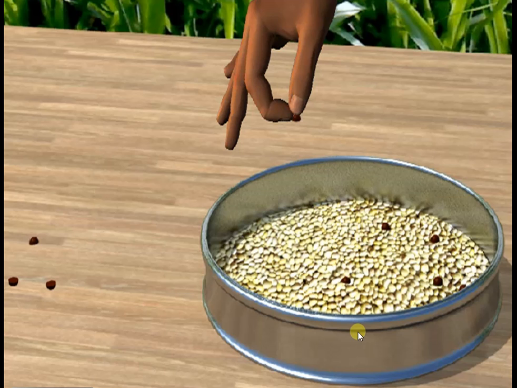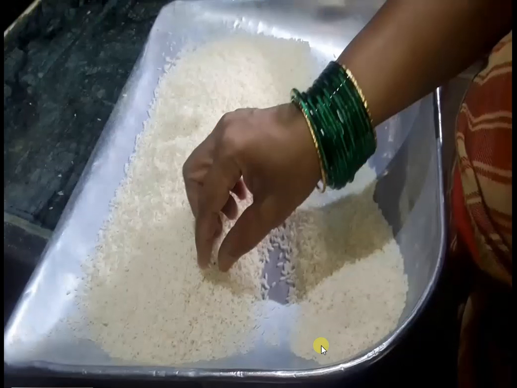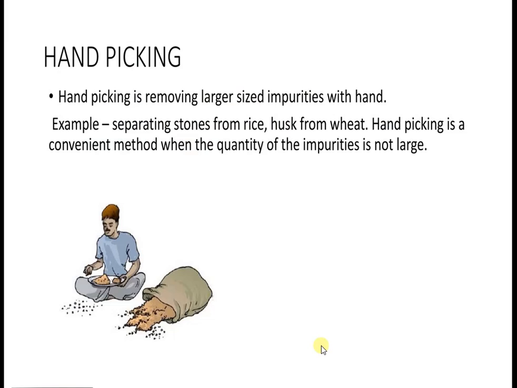How are stones separated from pulses and rice? Stones are separated from pulses and rice by hand picking. Hand picking is removing larger sized impurities with hand. Example, separating stones from rice, husk from wheat. Hand picking is a convenient method when the quantity of the impurities is not large.